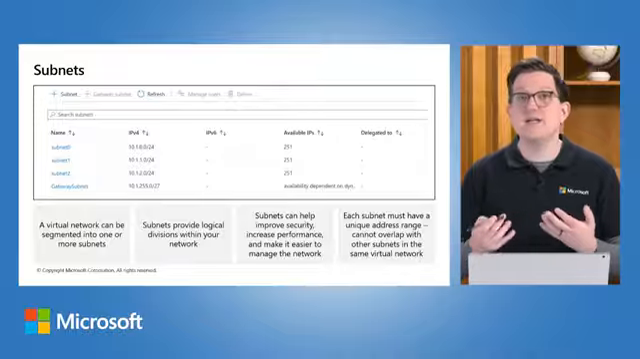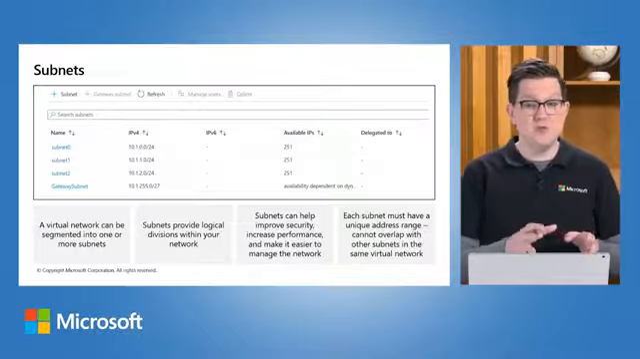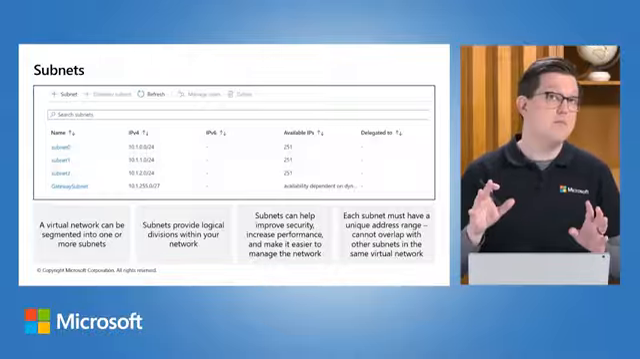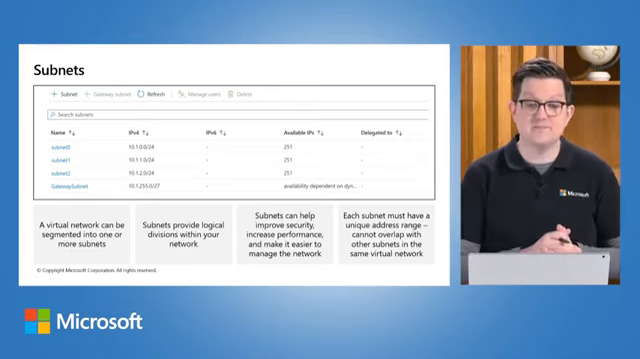You can pick a size that matches your requirements. The default it tends to go is a /24, which gives you, in this case, about 250 IPs. You can choose to make that larger or smaller to meet your needs.